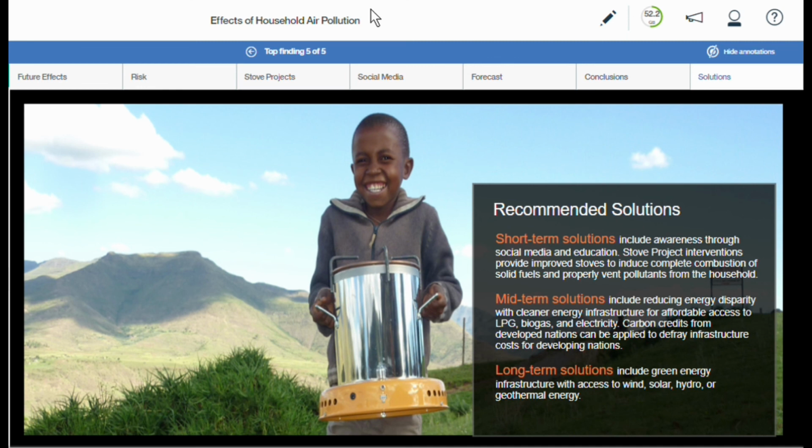Midterm solutions include reducing energy disparity with cleaner energy infrastructure for affordable access to LPG, biogas, and electricity. Carbon credits from developed nations can be applied to defray infrastructure costs for developing nations. Long-term solutions include green energy infrastructure with access to wind, solar, hydro, or geothermal energy.